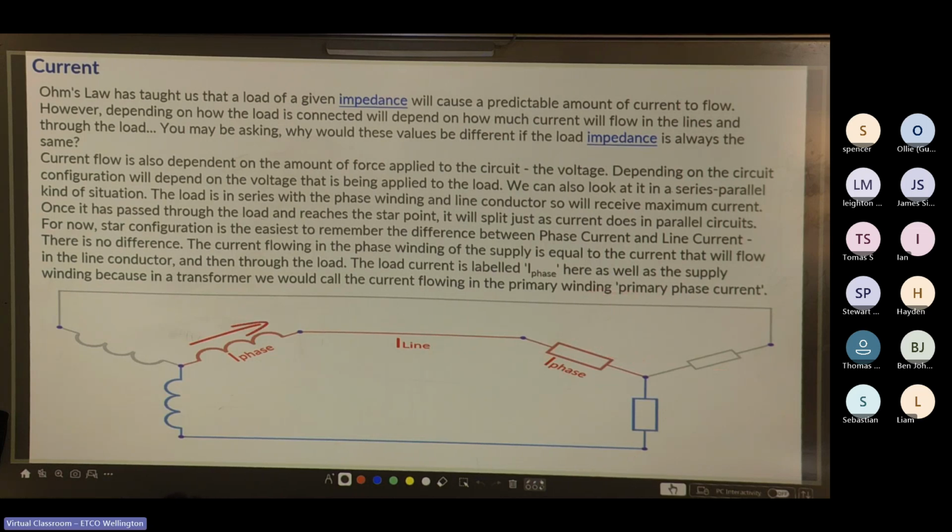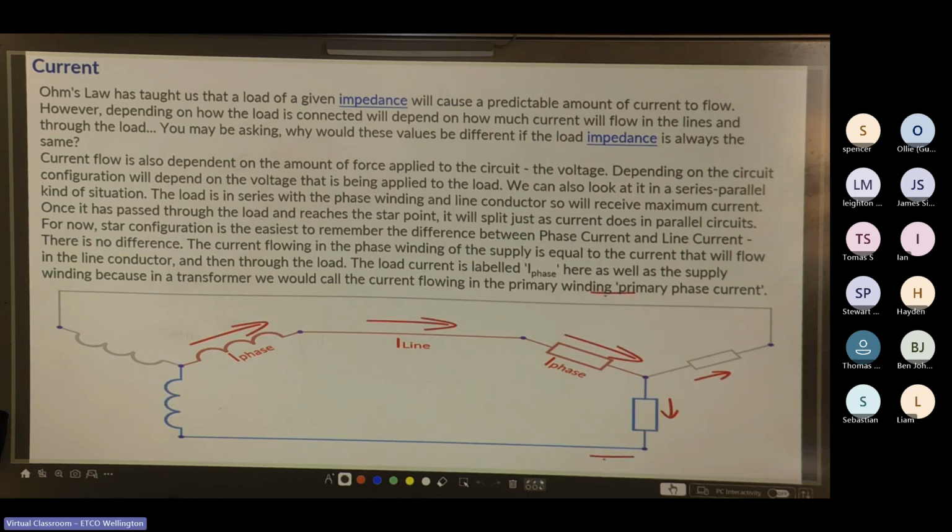So we can also look at it in a series parallel kind of situation. The load is in series with the phase winding and line conductor, so we'll receive maximum current. Once it has passed through the load and reaches the star point, it will split just as current does in a parallel circuit. But now, star configuration is easiest to remember the difference between phase current and line current. There is no difference. The current flowing in the phase winding of the supply is equal to the current that will flow in the line conductor and then through the load.